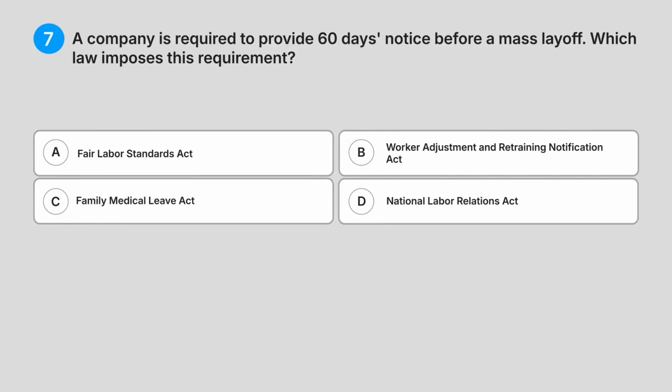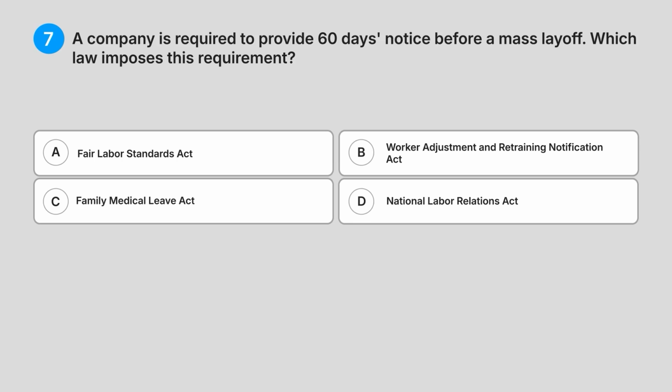7. A company is required to provide 60 days' notice before a mass layoff. Which law imposes this requirement? A. Fair Labor Standards Act. B. Worker Adjustment and Retraining Notification Act. C. Family Medical Leave Act. D. National Labour Relations Act.